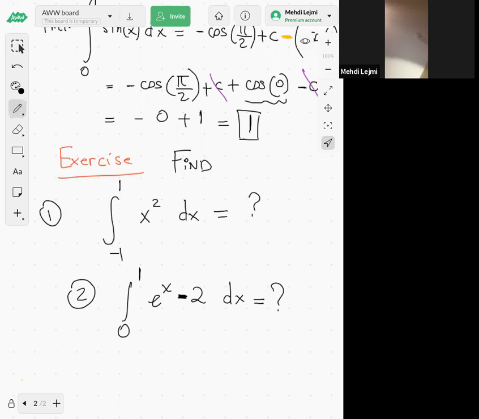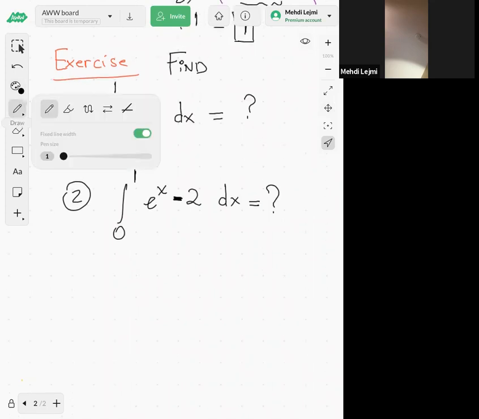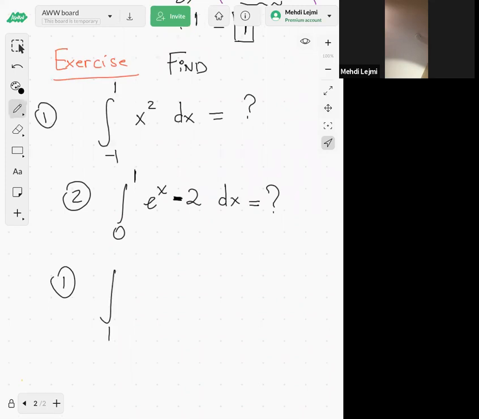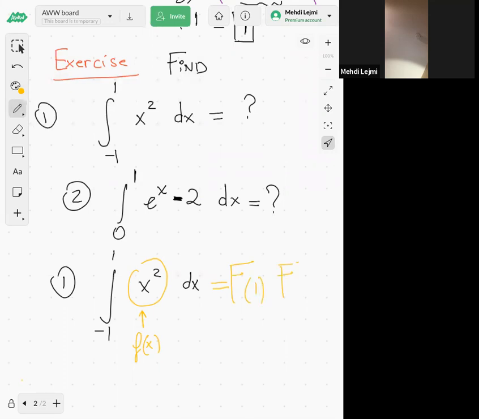All right, guys, we don't have much time. So for number one, your function f is x squared. So you have this integral from negative one to positive one, x squared dx. Your lowercase f, the function to integrate, is x squared, right? Our theorem says that this definite integral would be the difference between the antiderivatives, capital F at B, so at one, minus capital F at negative one, right? Now the question is, what's capital F?